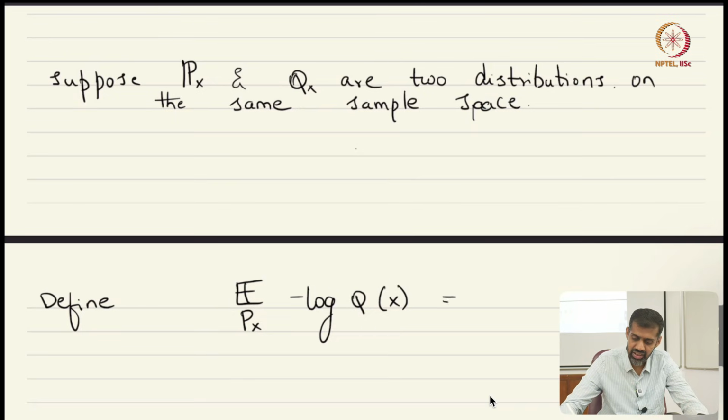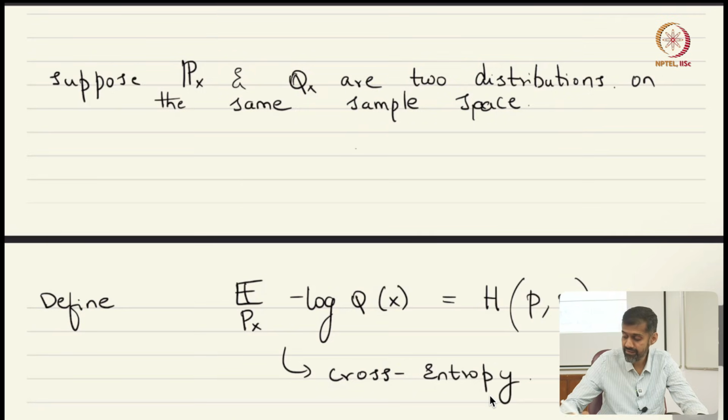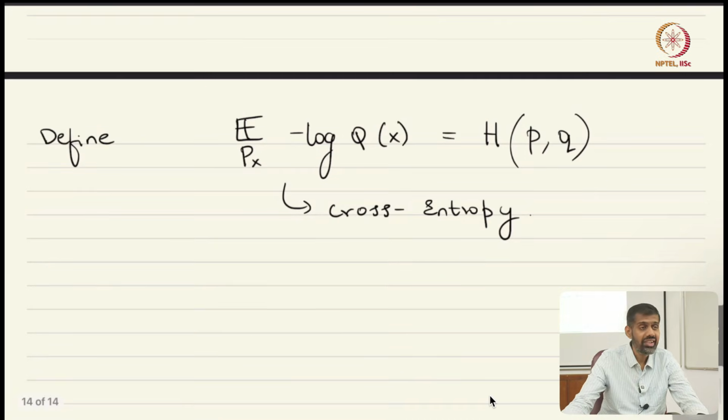Okay, this is actually written as H(P, Q). What is this called? This is called the cross entropy. And by definition, cross entropy is not symmetric. Do you see this? H of P comma Q is not equal to H of Q comma P by definition. Okay, you observe this.